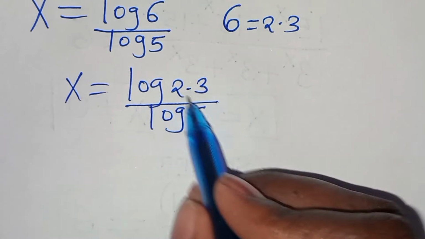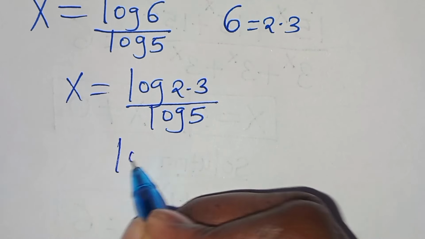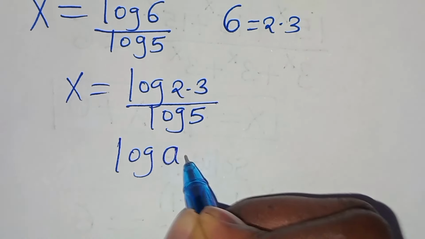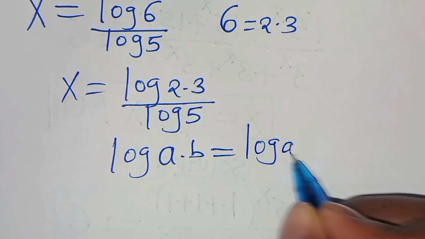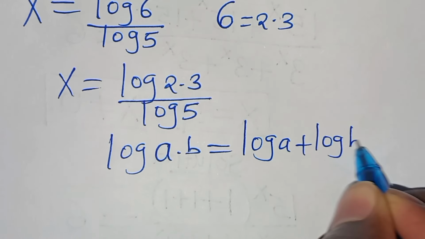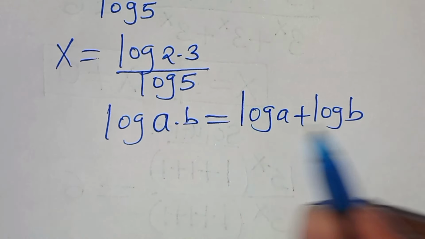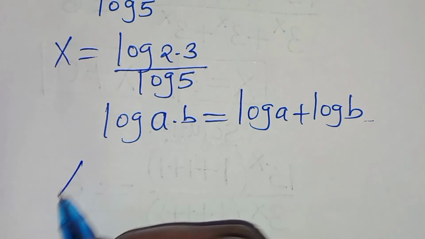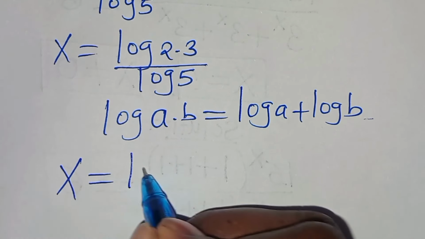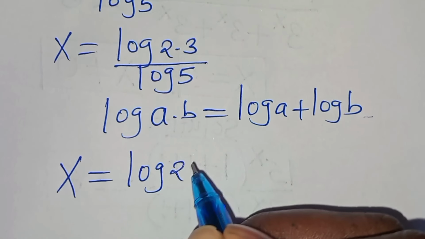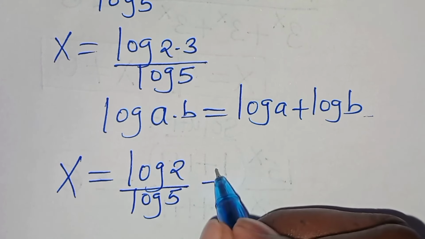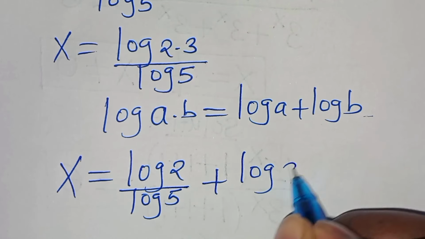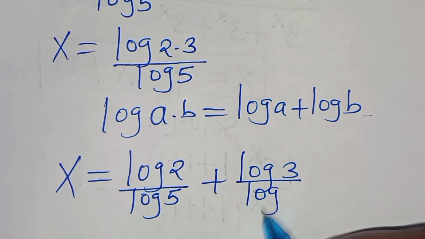Now, log 2 times 3, this is in the form of log a times b, and this can be expressed as log a plus log b. Applying this logarithm property, then we have x is equal to log 2 divided by log 5, then plus log 3 divided by log 5.